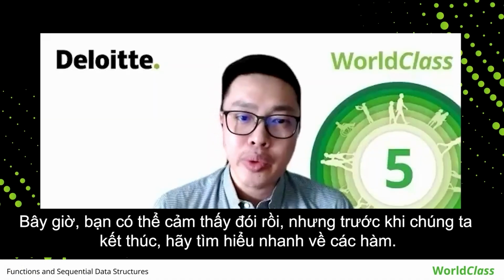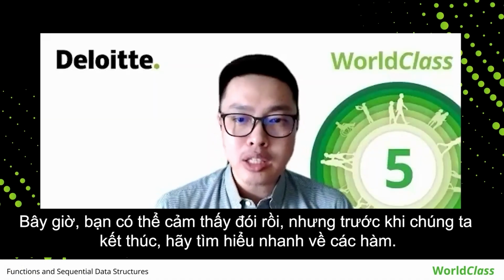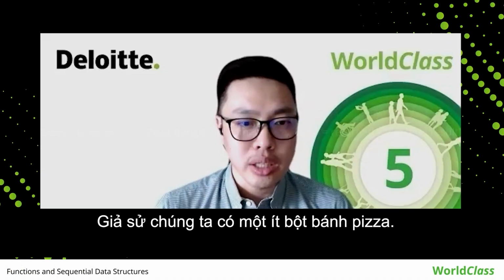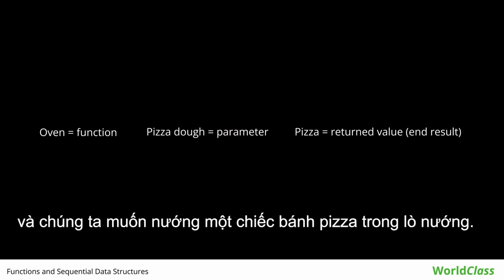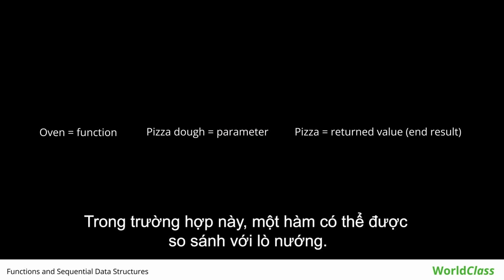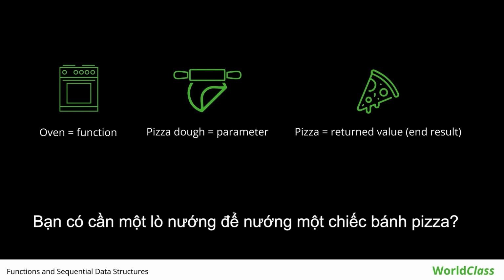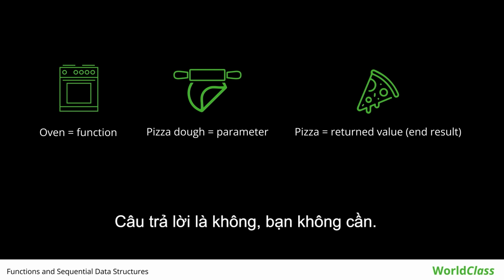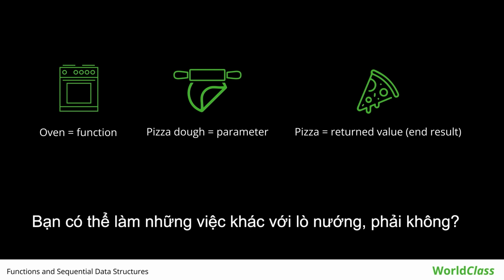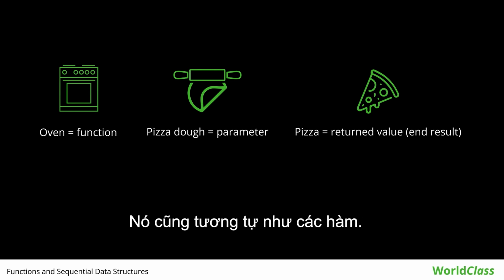Now, you might get hungry with this, but before we wrap up, let's talk about functions. Let's say we have some pizza dough and we want to bake a pizza in an oven. A function would be comparable to an oven in this case. The dough would be the parameter, while the pizza, the end result, would be the return value. Do you need an oven to have a pizza? The answer is no, you don't. You can do other things with an oven, right?